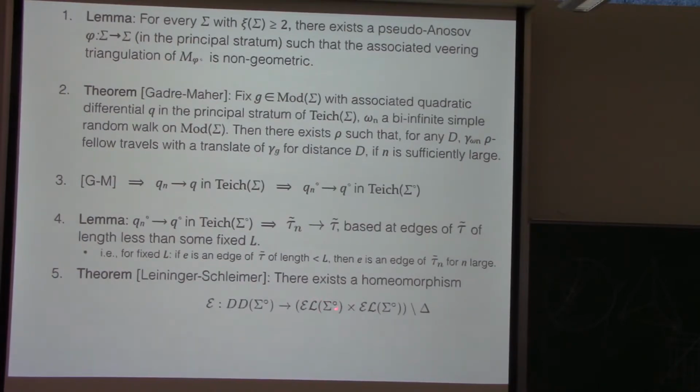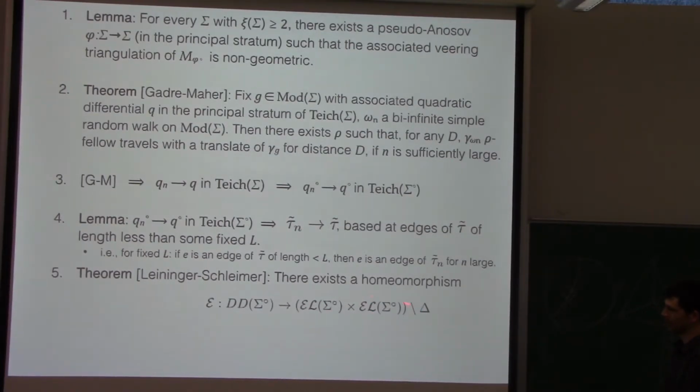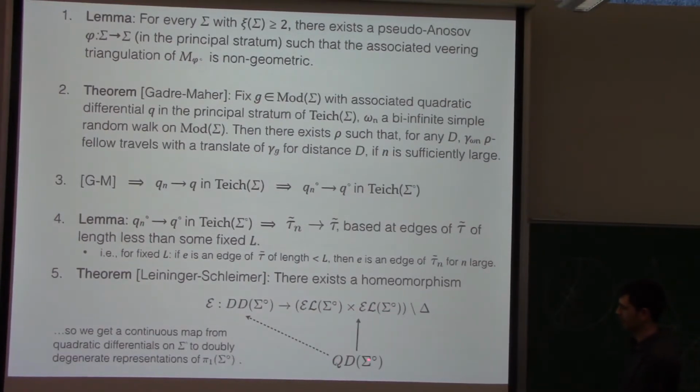and ND laminations on my punctured surface cross ND laminations modulo the diagonal. So this is basically my foliations of my quadratic differential. And so I have a map from quadratic differentials on my punctured surface to here. Just take a quadratic differential and look at its foliations. And then I get a map from here to here because this one's a homeomorphism, and this is obviously a continuous map. So I get a continuous map from here to here, so I can push my convergence from my quadratic differentials to my representations.